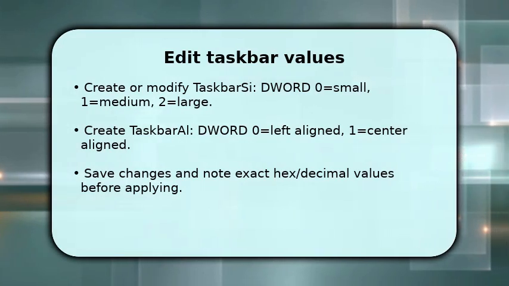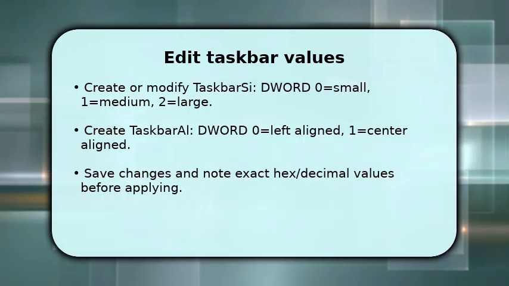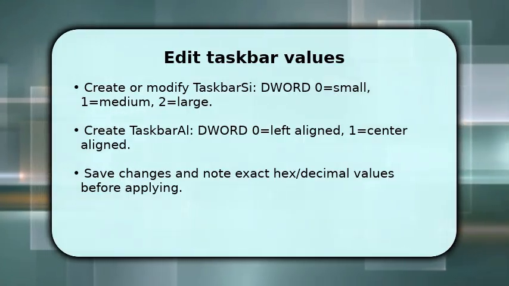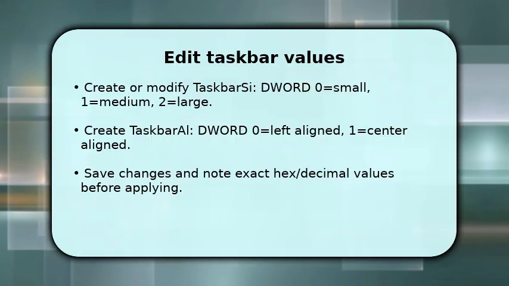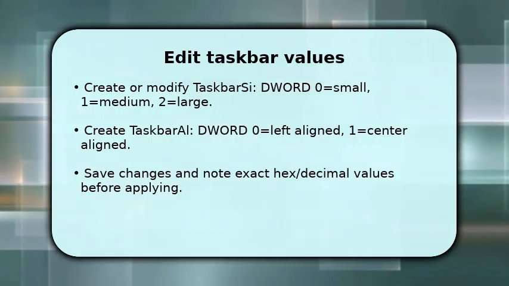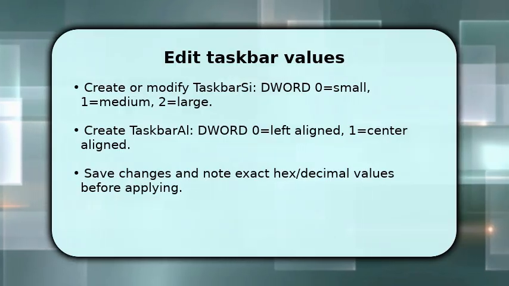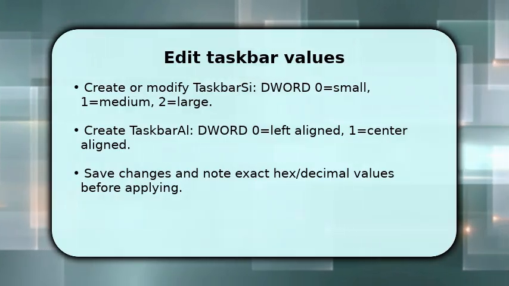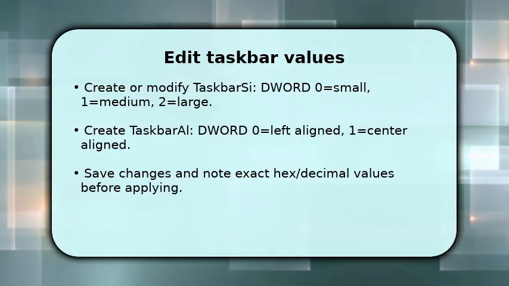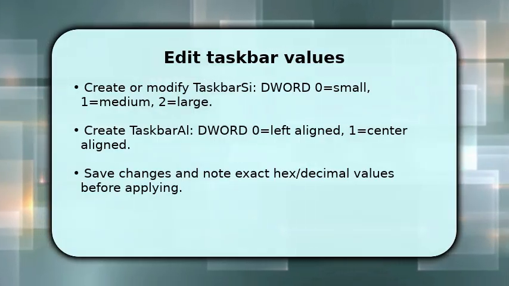Next, you'll add the specific DWORD values that control taskbar behavior. Create TaskbarSi and set it to 0, 1, or 2 to change size. Create TaskbarAl and set it to 0 for left or 1 for center alignment. Make sure to enter the correct base, decimal, and double-check names. Typos will do nothing. Once set, you must trigger the UI to reload.